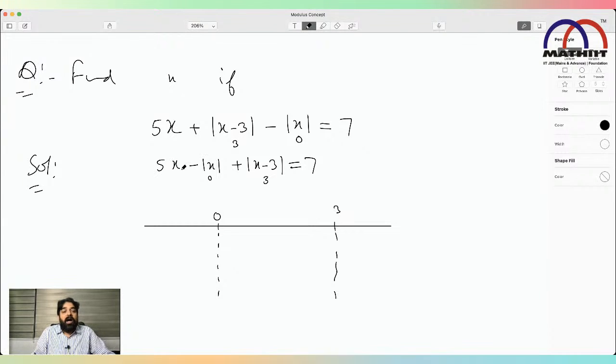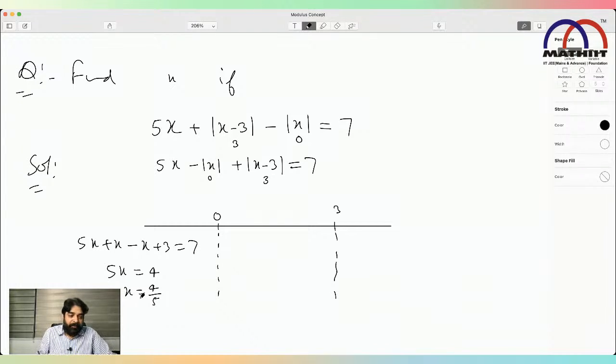Very good. Before 0, what will happen? This will not change, 5x, but this will become minus x. So minus minus plus x, minus x plus 3 equal to 7. This is the equation I get. So 5x plus 6x minus x, 5x equal to 4. So x equals 4 by 5.